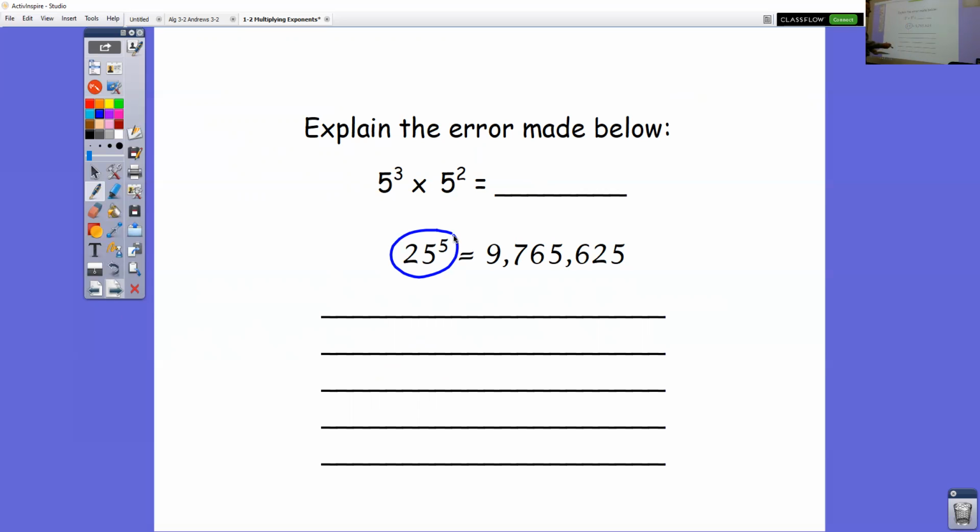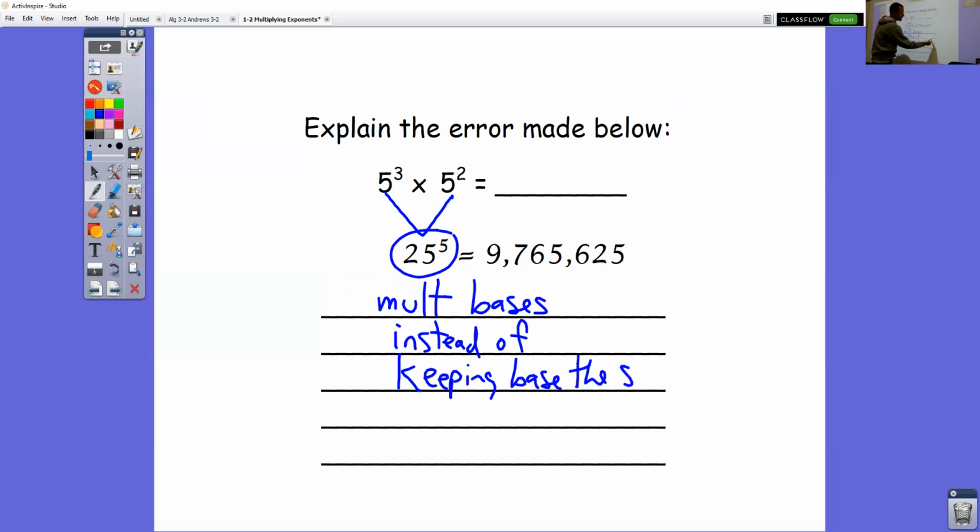Well, where this person made the mistake is they multiplied the bases together instead of keeping the base the same. When the bases are the same, you have to keep the base the same. So this person multiplied the 5 and 5 to give us 25. Shouldn't have done that. He should have kept the base the same, so kept that 5 the same, and just added our exponents. 3 plus 2 is 5. So you'd get 5 to the fifth power.